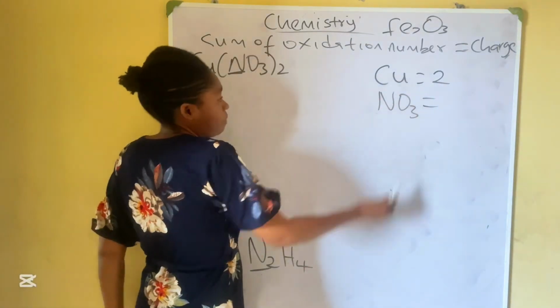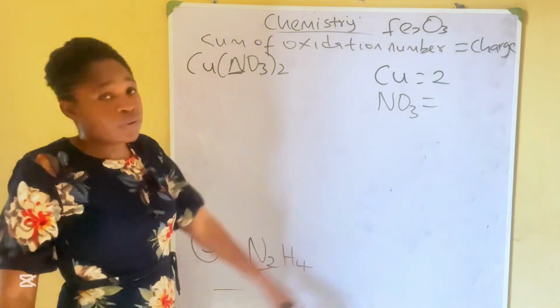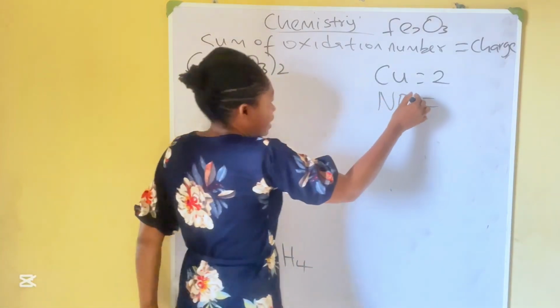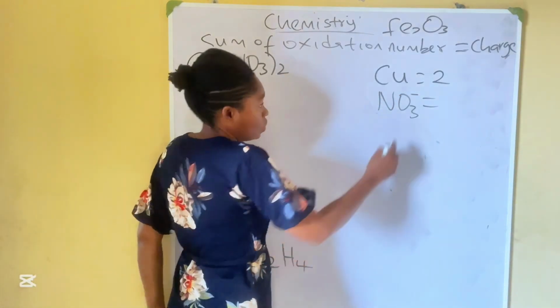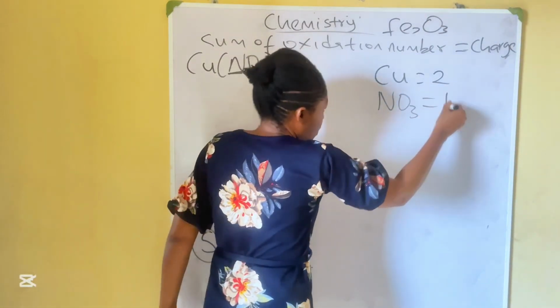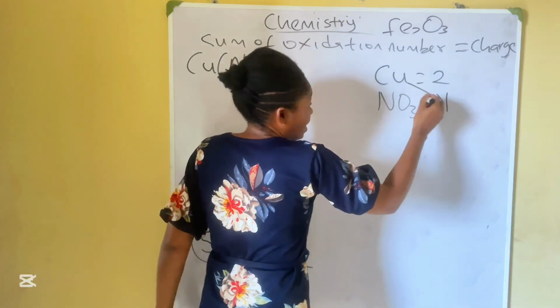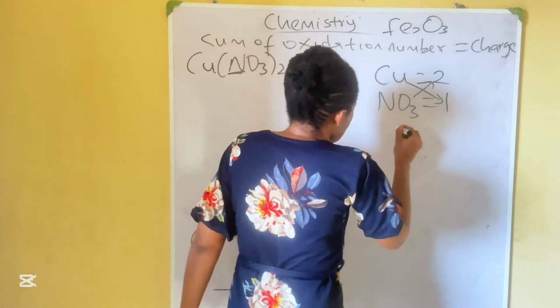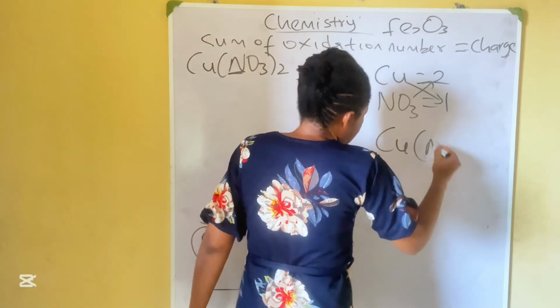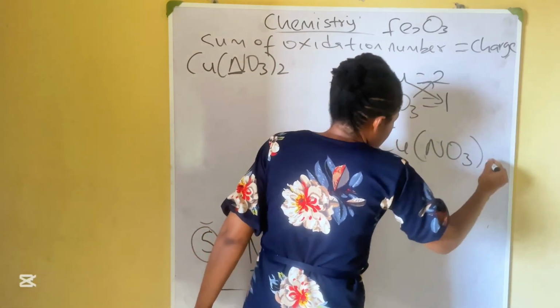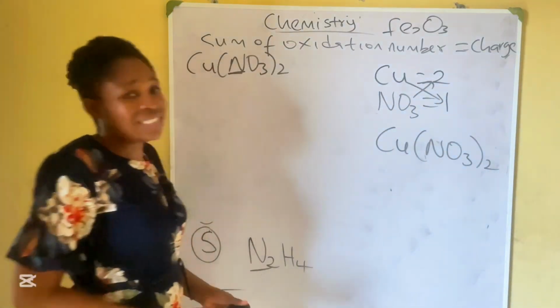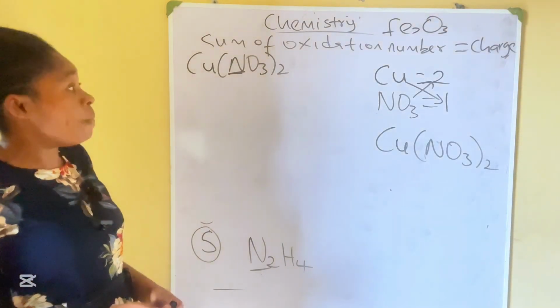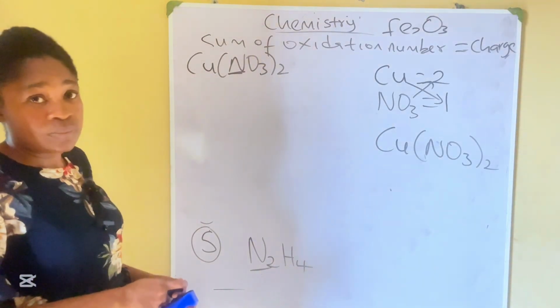This is the nitrate ion, NO3 minus. It has a charge of minus, so that minus is the valency. Put it there. You interchange. When you interchange, it will not be like this. So this shows that the association number of copper is +2.